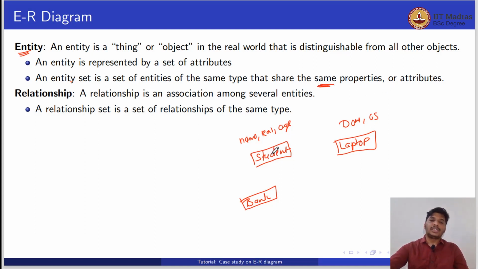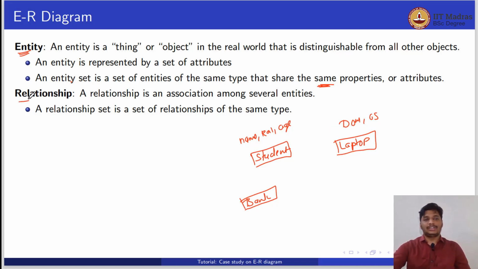For example, student is a different entity, laptop is a different entity. If we combine the student and laptop, will they be able to form an entity set? No, because they have different properties. For entity student, name, roll number, age are the set of attributes. Similarly for entity laptop, date of manufacturing and operating system are the attributes. So I hope you understand the difference between entity and attributes now.